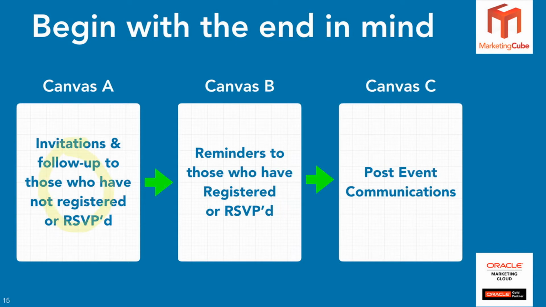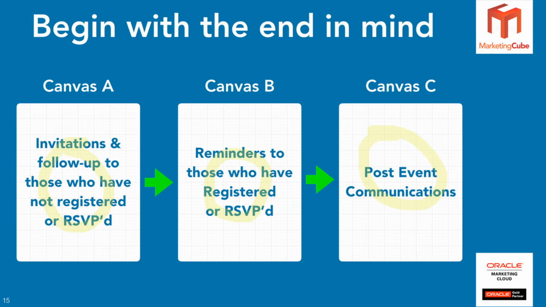Canvas B now starts to communicate with those people who have actually registered, so reminders go to people who have registered or have RSVP'd. That would become a different stream. You might want to have reminders a week out, maybe 2 or 3 days out, and then potentially on the day of. So that would be Canvas B. And then finally, Canvas C, which is the one that we probably don't focus on as much as we should, is the post-event communications campaign.